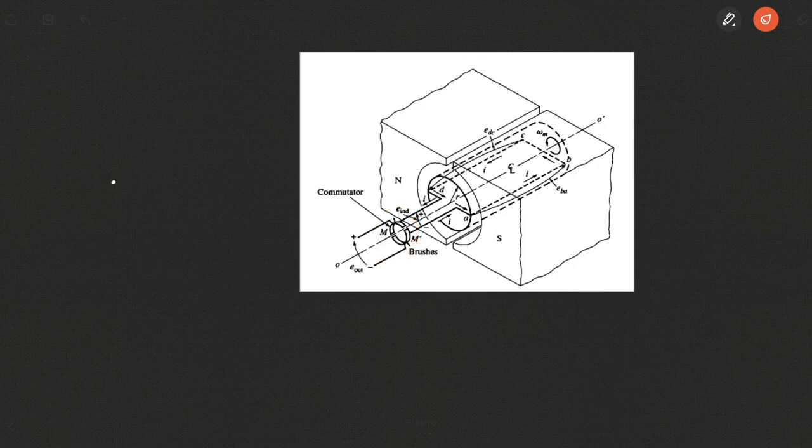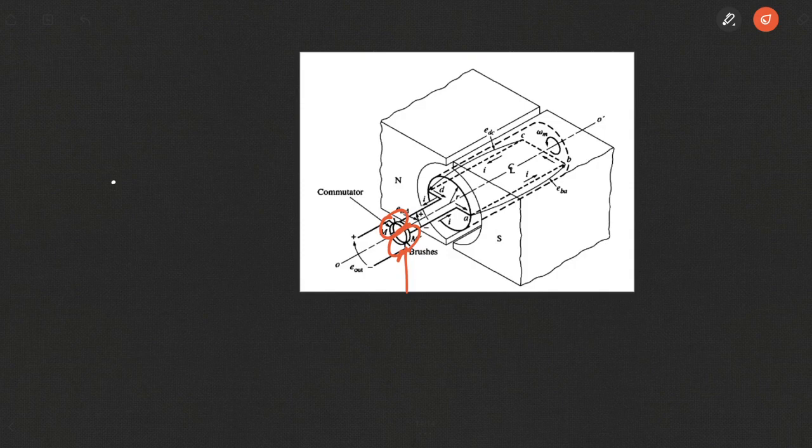So what is the role of this brush? And actually it will also be associated with the commutator segment. This coil ABCD is rotating, but these brushes are kept constant. So if this brush is in contact with the coil ABCD, they will be in contact, but they are not fixed to each other. That means even though the coil ABCD is rotating, they will not be twisted because they are not fixed to the brushes. They will only be touching these brushes. So the brushes are kept themselves constant.